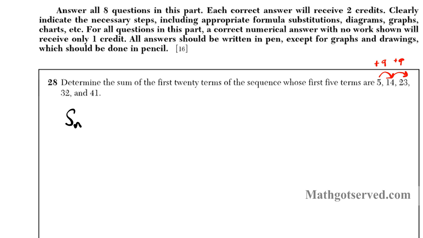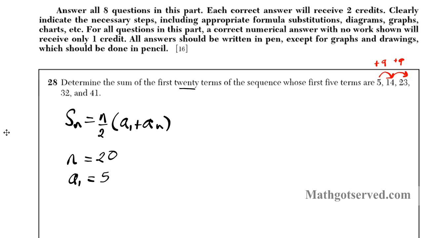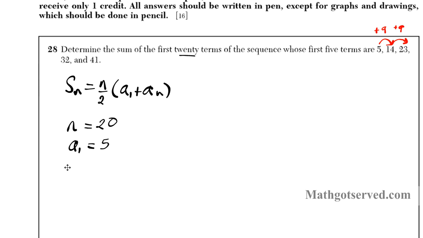The formula for the sum of n terms of an arithmetic sequence is n over 2 times a1 plus an. So what we need to generate our sum is n, a1, and an. n is the number of terms you're adding up, which is 20. a1 is the first term of the arithmetic sequence, which is 5. And then we need an, which in this case is a20, the 20th term. What is the 20th term? We do not know because we are given only 5 terms.